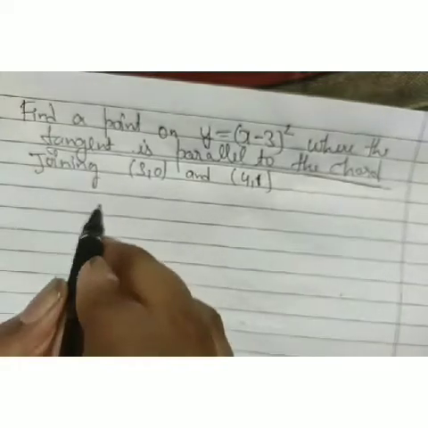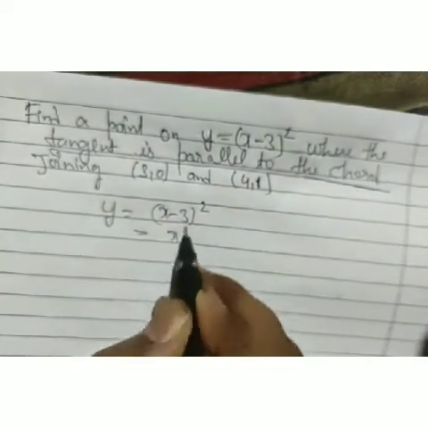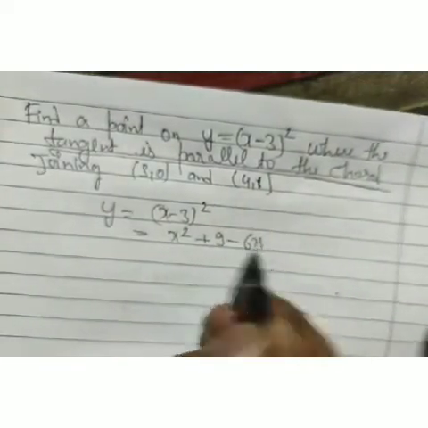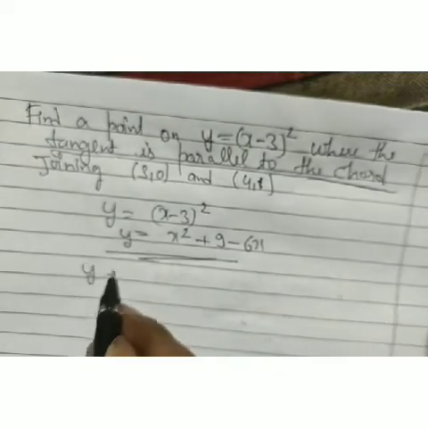Then what do we have? We have y equal to (x minus 3) whole squared. And what do we get? x squared plus 9 minus 6x. Now to verify Lagrange, what do we need?